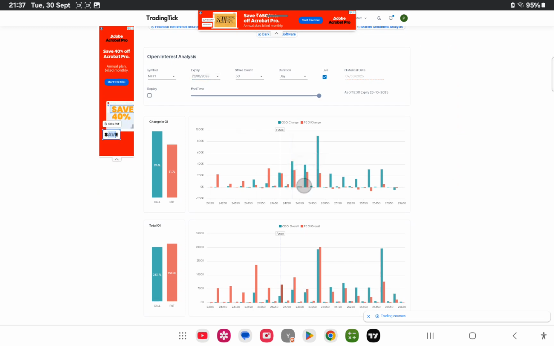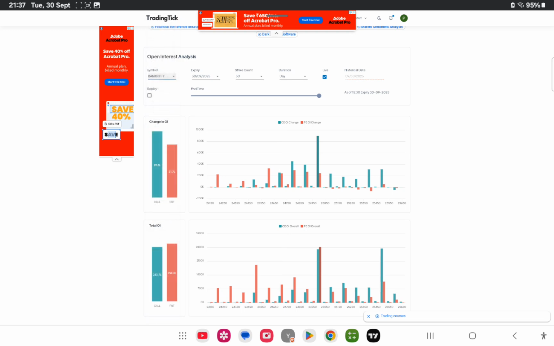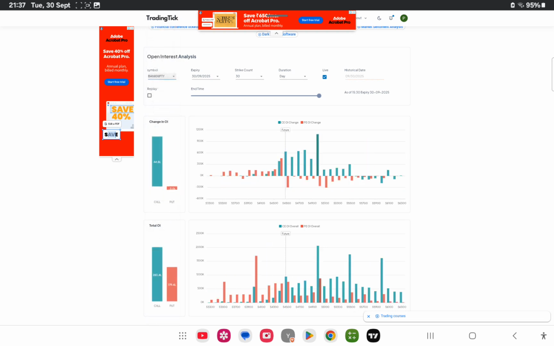So every step count of 100 is having a good build up, but overall 25k, so there's a chance that the market can go up this week. That's the indication, or by next month it can go up to 25k. So this is Bank Nifty.